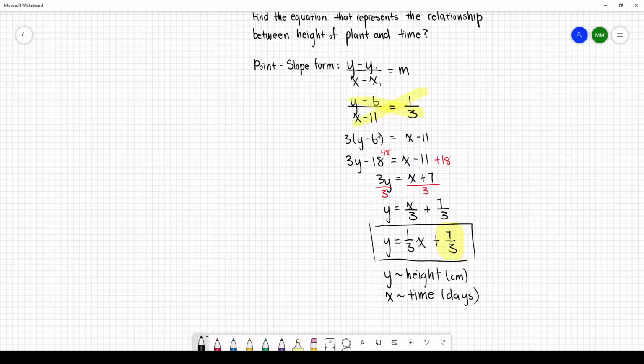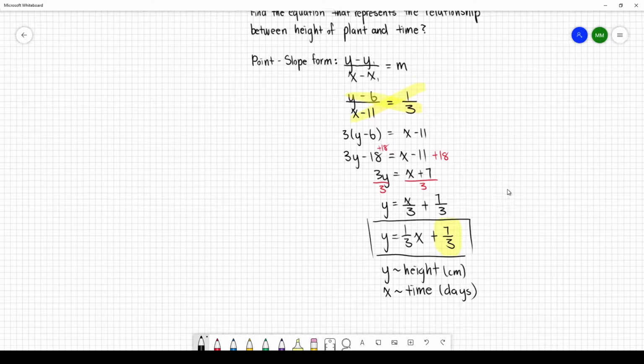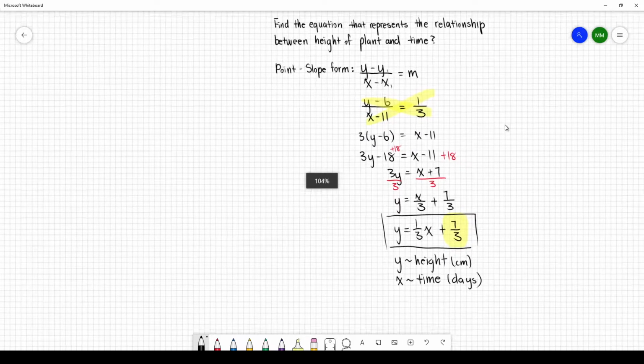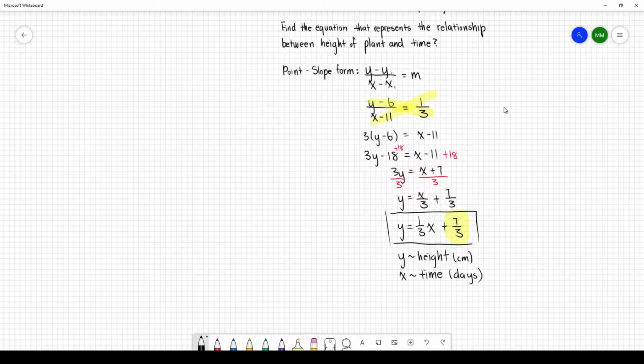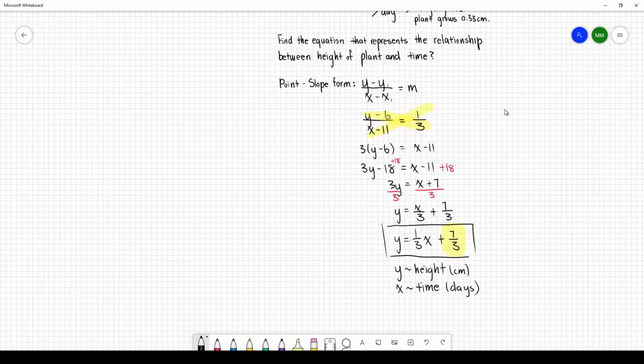So in this process, really the mistakes are in calculation. So please watch your calculation carefully. If you're going to distribute, don't just distribute the 3 to the y and leave the 6 alone. If you're going to add 18 on both sides, make sure it's add, not subtract. Just tiny calculation errors will cost you a lot.